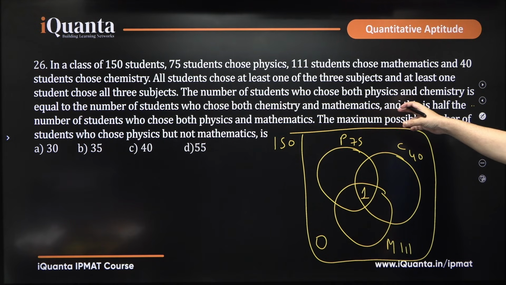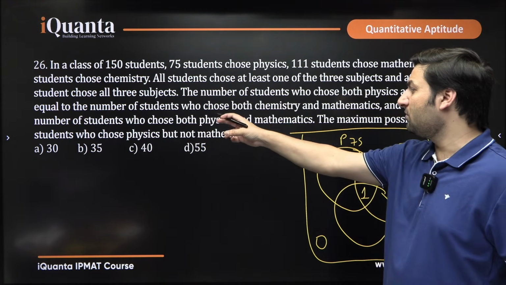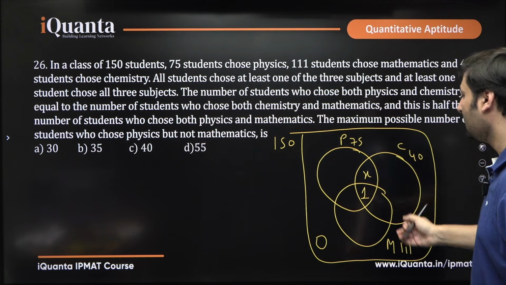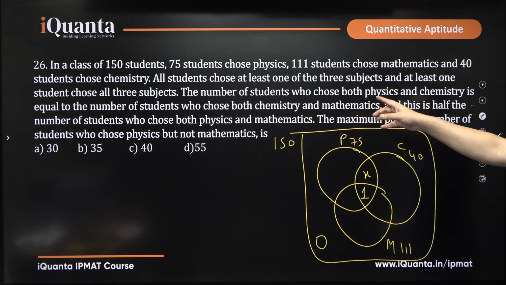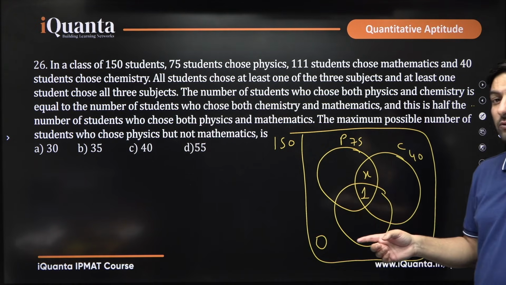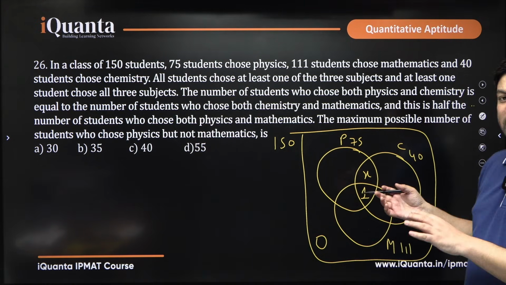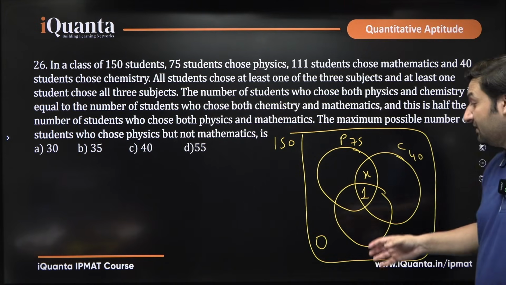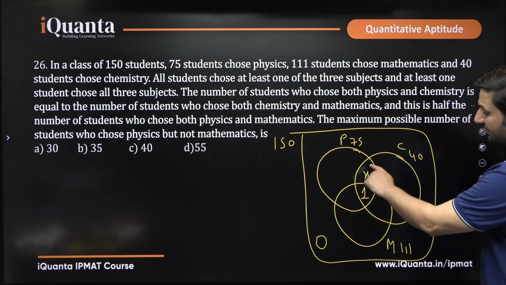The number of students who choose both physics and chemistry is equal to the number of students who choose both chemistry and mathematics. So let me say this is x. As soon as he says that the number of students who choose both physics and chemistry is this region, he did not say only physics and chemistry. If he would have said only physics and chemistry, that would have been x, but he says physics and chemistry. So the intersection of physics and chemistry will be taken, that is x plus 1.